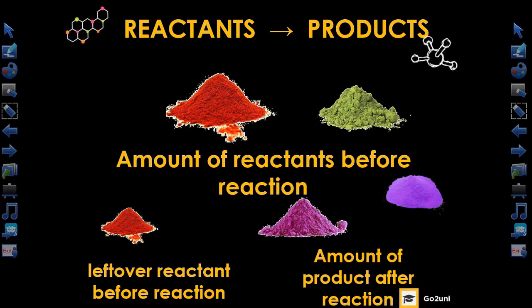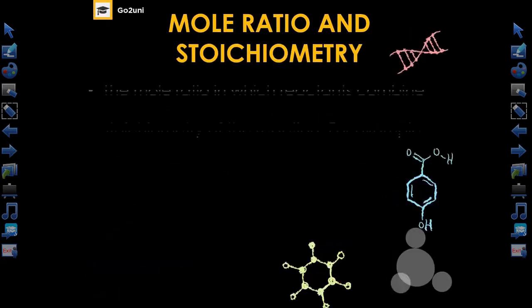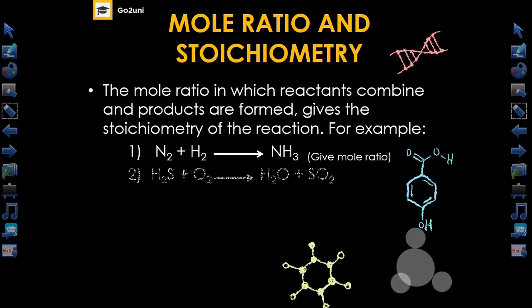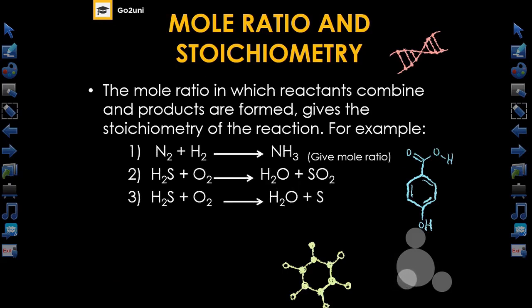Talking about this relationship, let us understand more about the mole relationship of reactants and products. We are going to be looking at mole ratio. When we talk about mole ratio, what do we really mean? The mole ratio is the relationship in which reactants combine to form products. That is to say, the mole ratio in which reactants and products come together is what balances the equation.